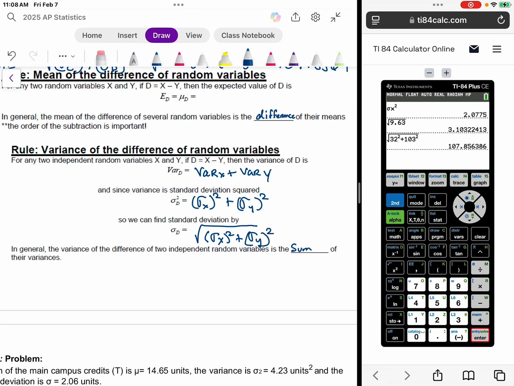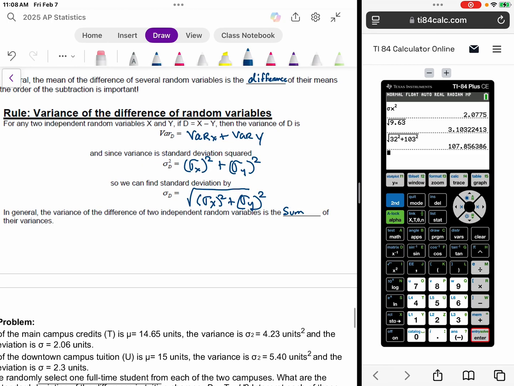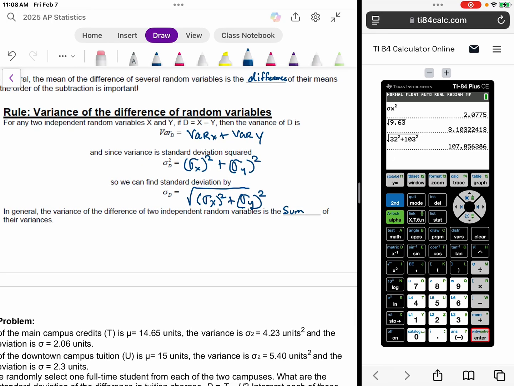Yes, they're addition symbols. Even though we are subtracting, we are still adding. It doesn't matter if you're doing a difference or a sum of the random variables. When you're doing the variance, you're adding the variances. Okay?